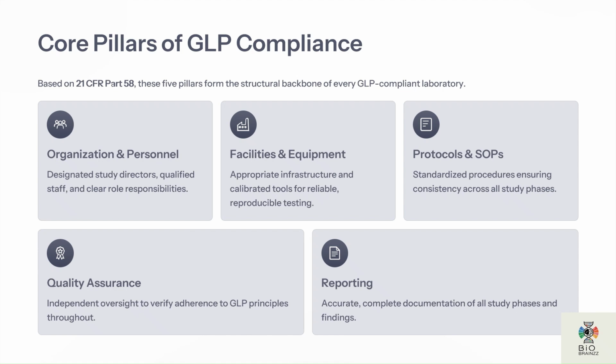Successful GLP implementation is built on five major pillars. The first pillar is organization and personnel. Qualified staff, clear responsibilities, and trained study directors are essential. The second pillar is facilities and equipment. Laboratories must have suitable facilities and calibrated instruments to ensure reliable results. The third pillar is protocols and SOPs. Standard operating procedures ensure consistency in laboratory operations.